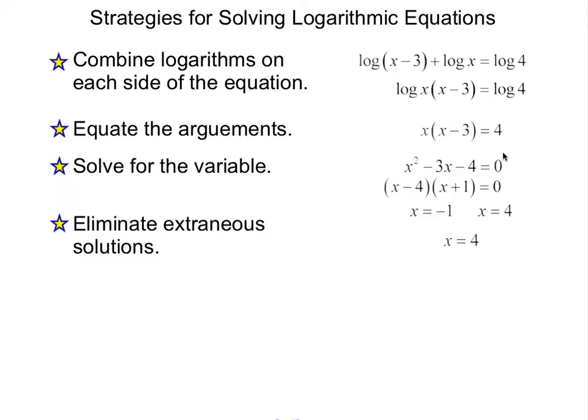Multiply this out and subtract 4 from each side, so you're setting it equal to 0. Factor, and then set each of the factors equal to 0. Then the next thing that is really important is that you check to make sure that each of the solutions work. When we're solving logarithmic equations, it's possible to get extraneous solutions. So if you plug in -1 here, you'll notice you have log of a negative number, and that can never ever happen. So -1 is eliminated.